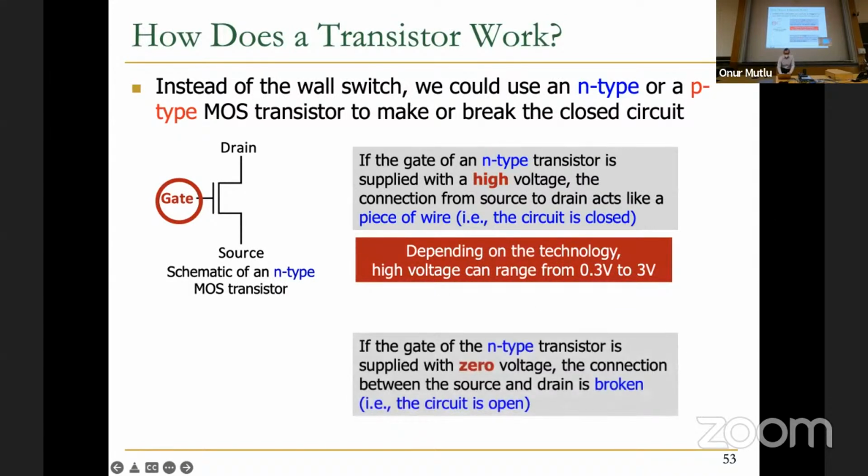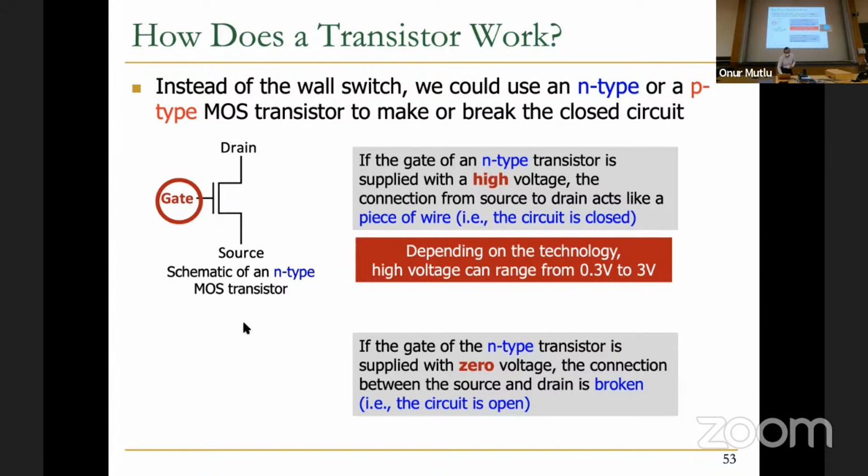Not only this, but if the gate is applied with a 0 voltage, this is an N-type transistor. If you have 0 voltage over here, then this acts like an open or broken circuit. Drain and source are not connected to each other, and the circuit is open. Make sense? So if you apply high voltage, this acts like a switch that you connected, and electricity turns on, current flows. And if you apply 0 voltage to this N-type transistor, lights do not turn on. You can think of it that way also.